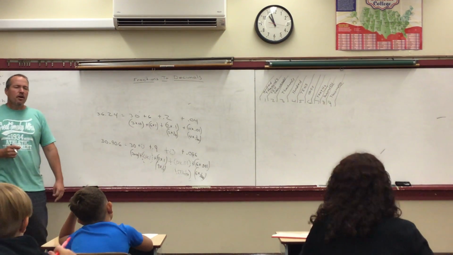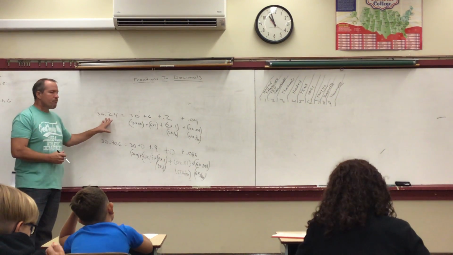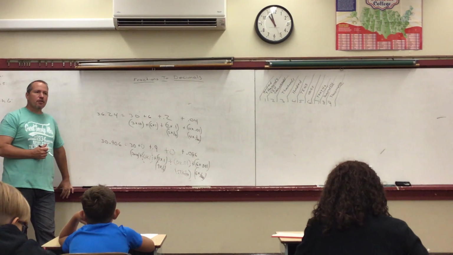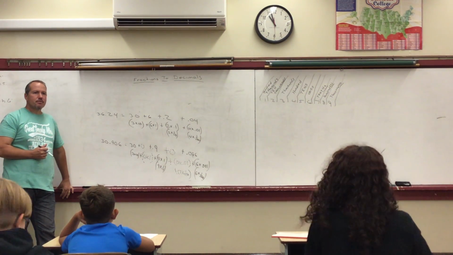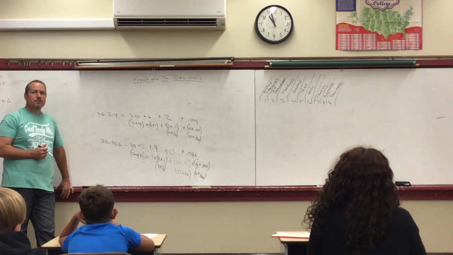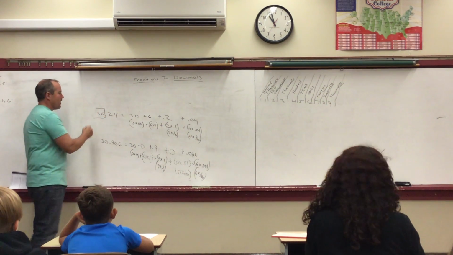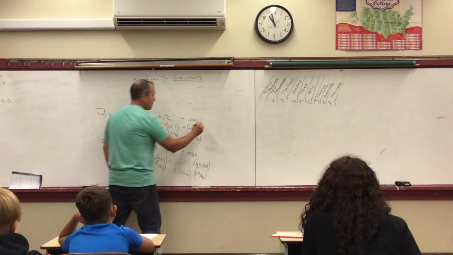Now, another thing that we talked about, which is review, is reading decimals. When we read decimals, we break them into 4 parts. What's the first part we read? Very good. The whole number, the number in front of the decimal. And that would be 36.